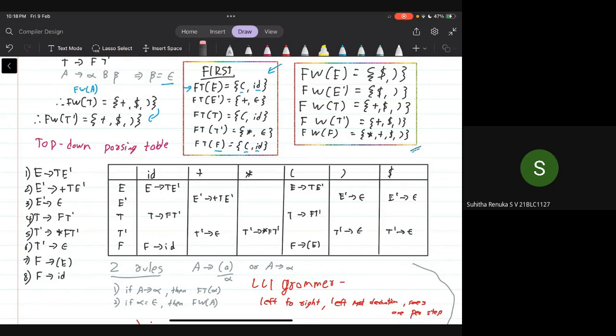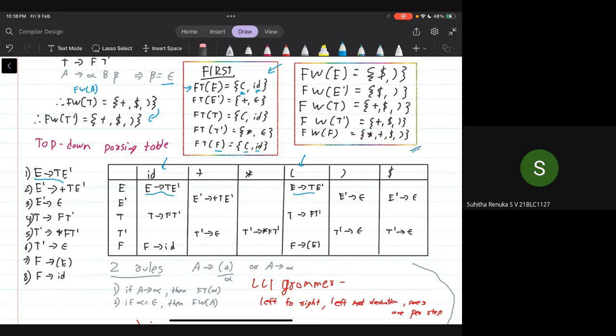See, first start with first of E. First of E, you have opening bracket and ID. Don't do column wise, do row wise. E goes to T E dash. You have opening bracket in the first and the ID also. So you take this ID and this opening bracket, and you have only one single transition. So you write it over here and here. First row is done.